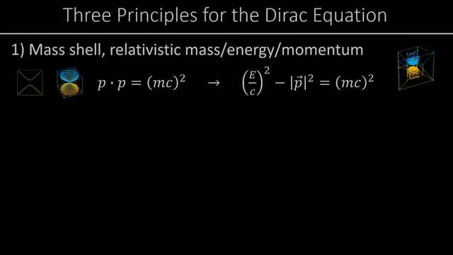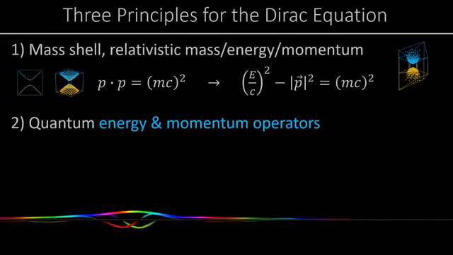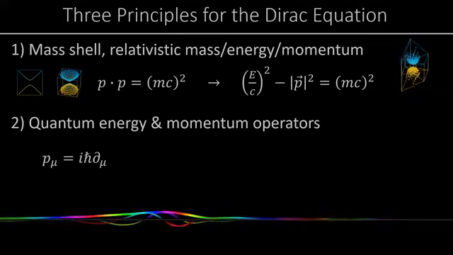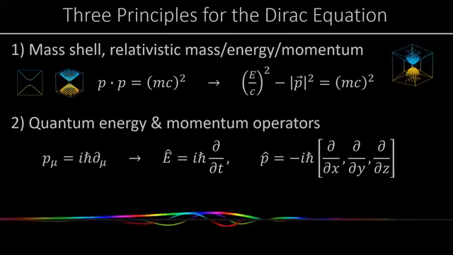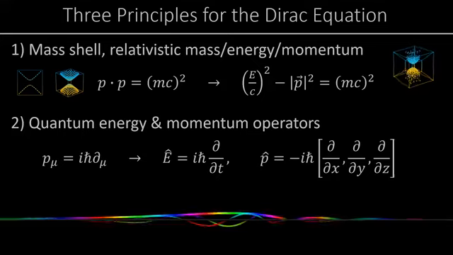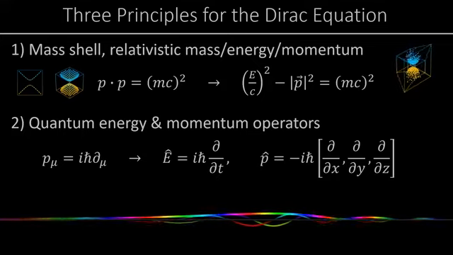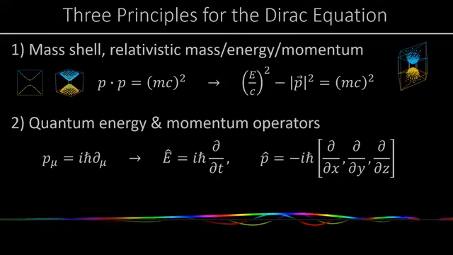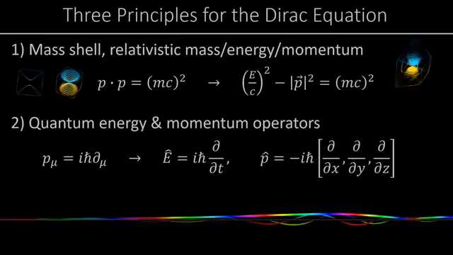Okay, now next, ingredient number 2 in our equation is going to be the quantum energy and momentum operators. So this is that the four-momentum is i times h bar times the four-gradient of the wave function. And again, if you want to write that in terms of energy and 3-momentum, we get that the energy operator is i times h bar times the partial derivative with respect to time, and the momentum operator is negative i times h bar times the gradient.